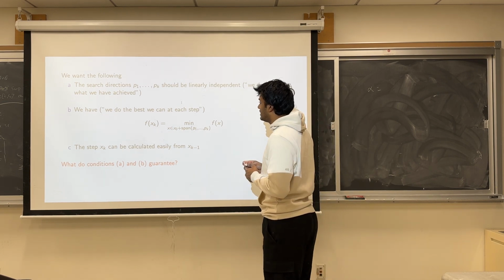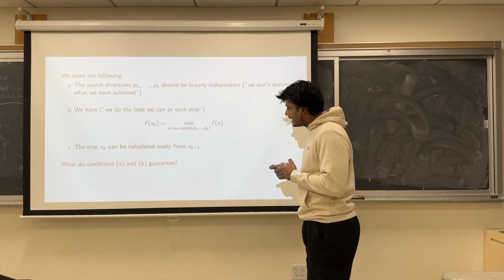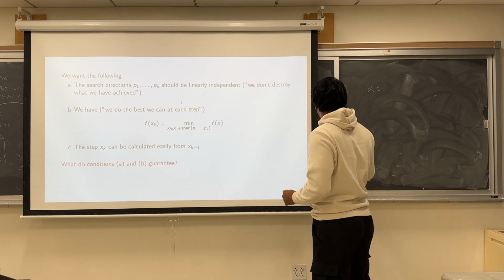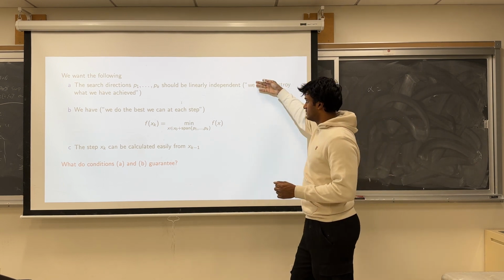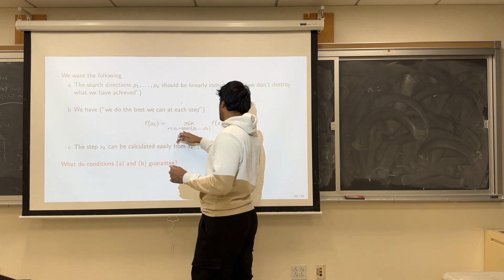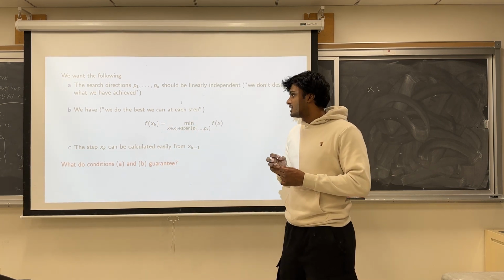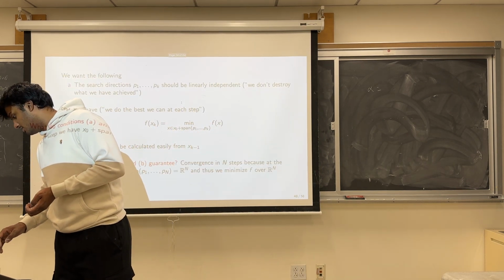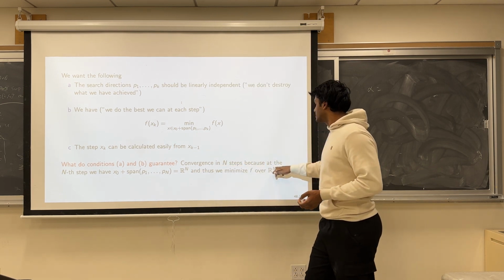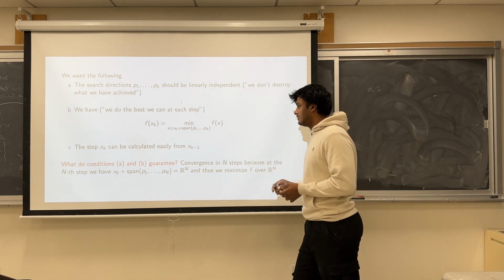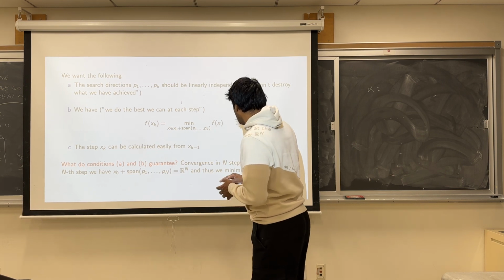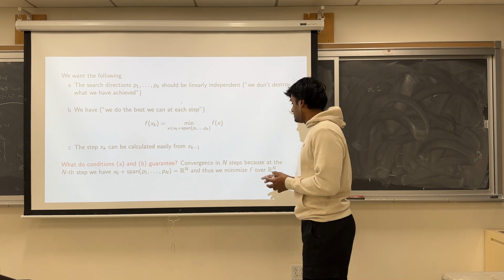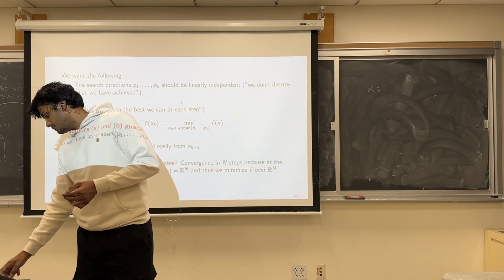and I'm finding the minimum at each k, what this guarantees me is that at n steps, I reach the absolute minimum, because I have n linearly independent vectors, and I'm going to check the span of n linearly independent vectors. So that would mean that I'm at the true minimum. Convergence in n steps, because at the nth step we have x0 plus span p1 to pn, because p1 to pn are linearly independent, and thus we minimize f over Rn.